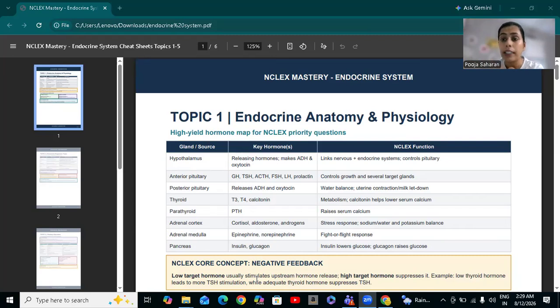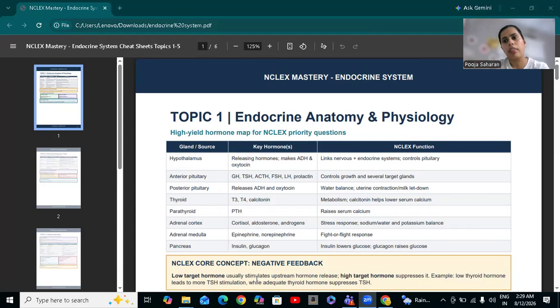So what will happen? The TSH will be activated. What will TSH do? TSH is going to push the thyroid to release T3 and T4. So the TSH level will be increased.